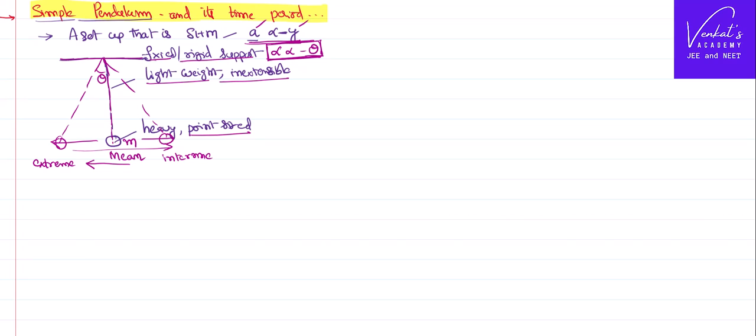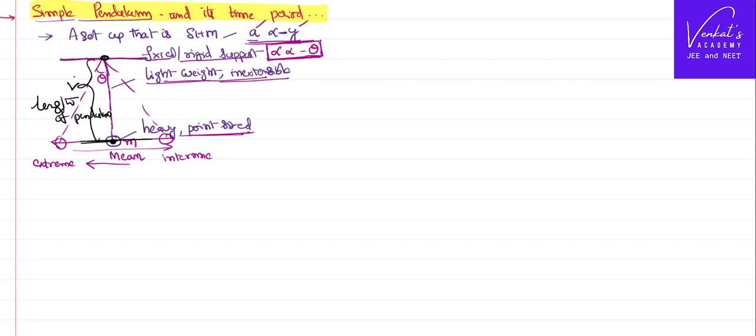So now we know what a simple pendulum is. It's a light-weighted, inextensible string to which a heavy point-sized mass is suspended from a fixed rigid support. Then I want to tell you one more small point. The length of a simple pendulum is from the center of that bob, the heavy point-sized mass, to the point of suspension. Be careful, not to the bottom, but to the center of the point-sized mass to the point of suspension. The distance between them is called the length of the pendulum, right? Let me call that length of the pendulum L, whatever.